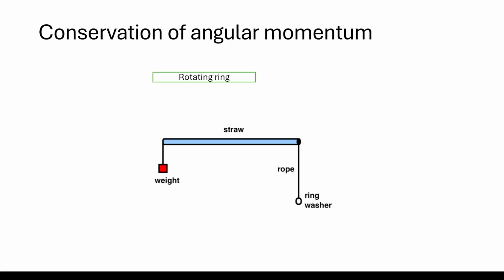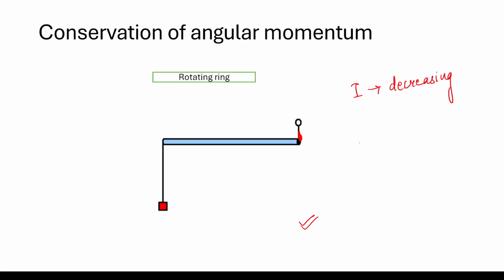Now, what I wanted to show you is this. Okay, now focus on this ring. Don't go anywhere else. Just focus on this ring. What's happening as the distance from the point of rotation, now this is the point of rotation, okay, so as it is coming closer to the point of rotation, what's happening to moment of inertia? It is decreasing because it is coming closer to the axis of rotation. I is decreasing, so omega increases because there is no external torque acting on the system.